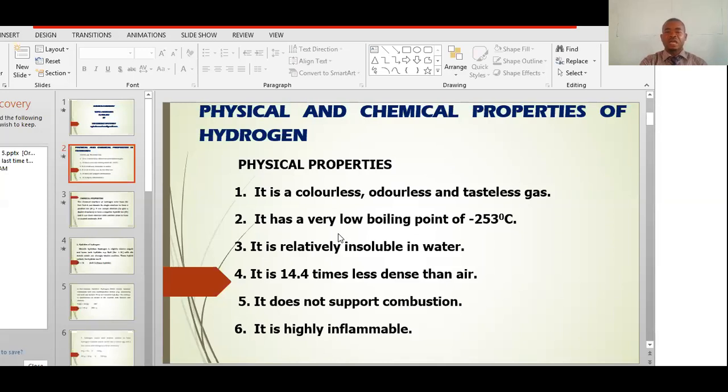What we taught last time is all about how to prepare hydrogen, both in the laboratory and in the industry on a large scale. Do you understand? Should there be any question from the last class, you are free to ask, then I will respond to it.